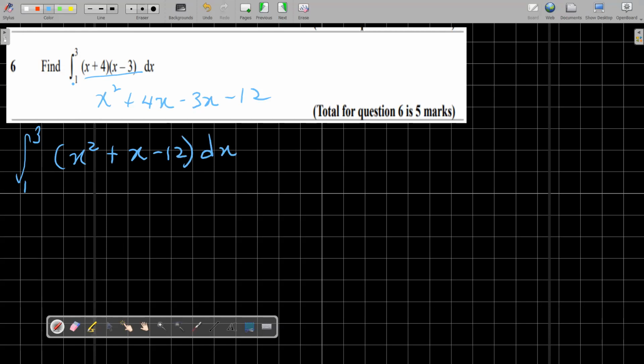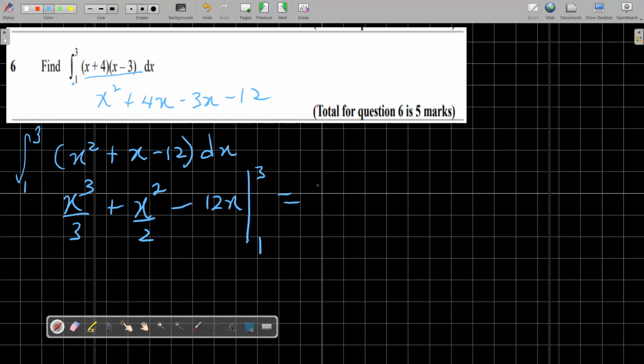Since this is a definite integral, what do you do? Integrate the function. You have x raised to the power of 3 divided by 3 plus x raised to the power of 2 divided by 2 minus 12x. You will have to take the limit 1 to 3. So what this is telling us is you have to substitute 3 in this function and you substitute 1. Then you subtract that from the 3 one.